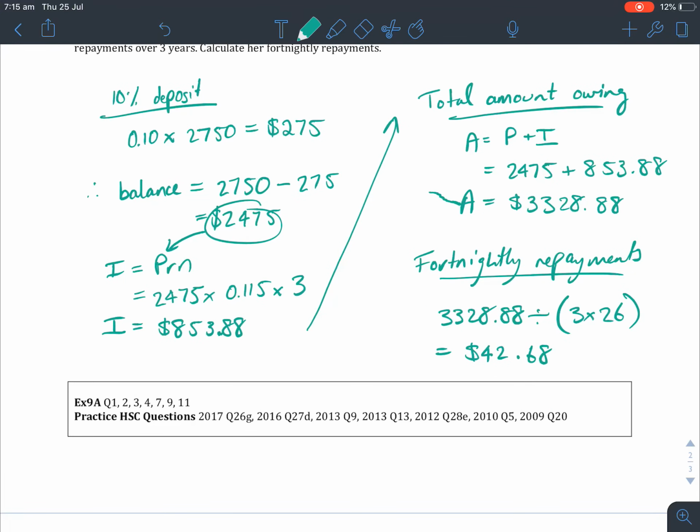So what you now need to do is go to exercise 9A and please complete the following questions listed here. 1, 2, 3, 4, 7, 9 and 11, and once that is finished and they're marked, I've listed some practice HSC questions specifically listed to calculating simple interest that you need to go and work on. If you're still having a little bit of difficulty, you can also watch the simple interest video on Atomi.